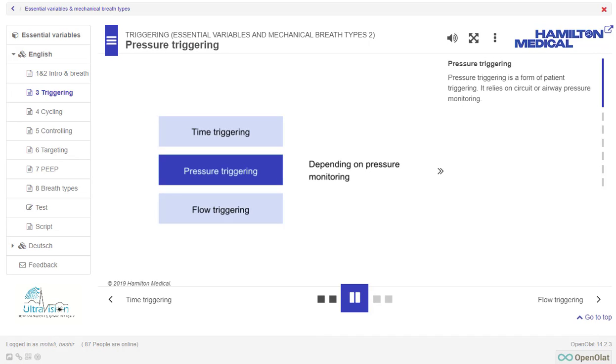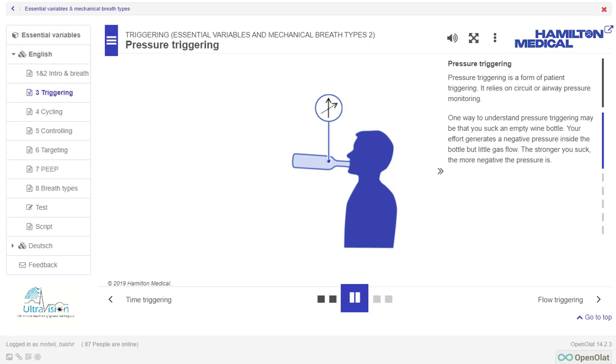Pressure triggering. Pressure triggering is a form of patient triggering. It relies on circuit or airway pressure monitoring. One way to understand pressure triggering may be that you suck an empty wine bottle. Your effort generates a negative pressure inside the bottle but little gas flow. The stronger you suck, the more negative the pressure is.